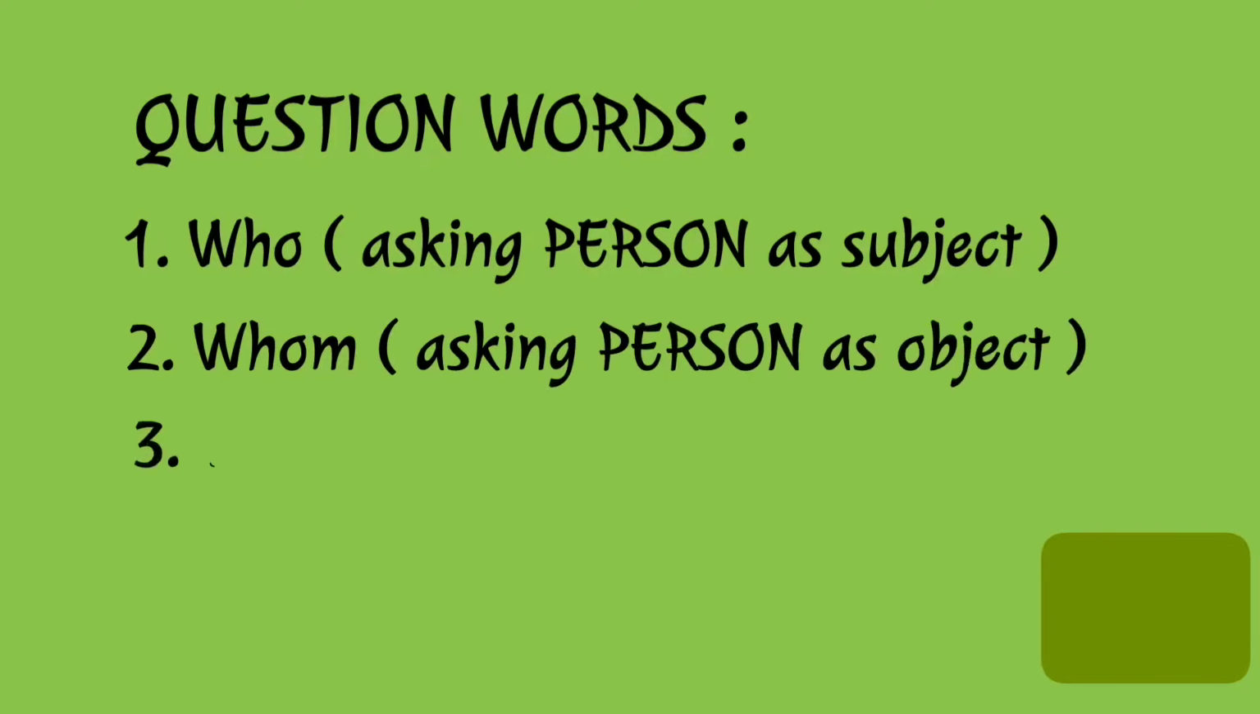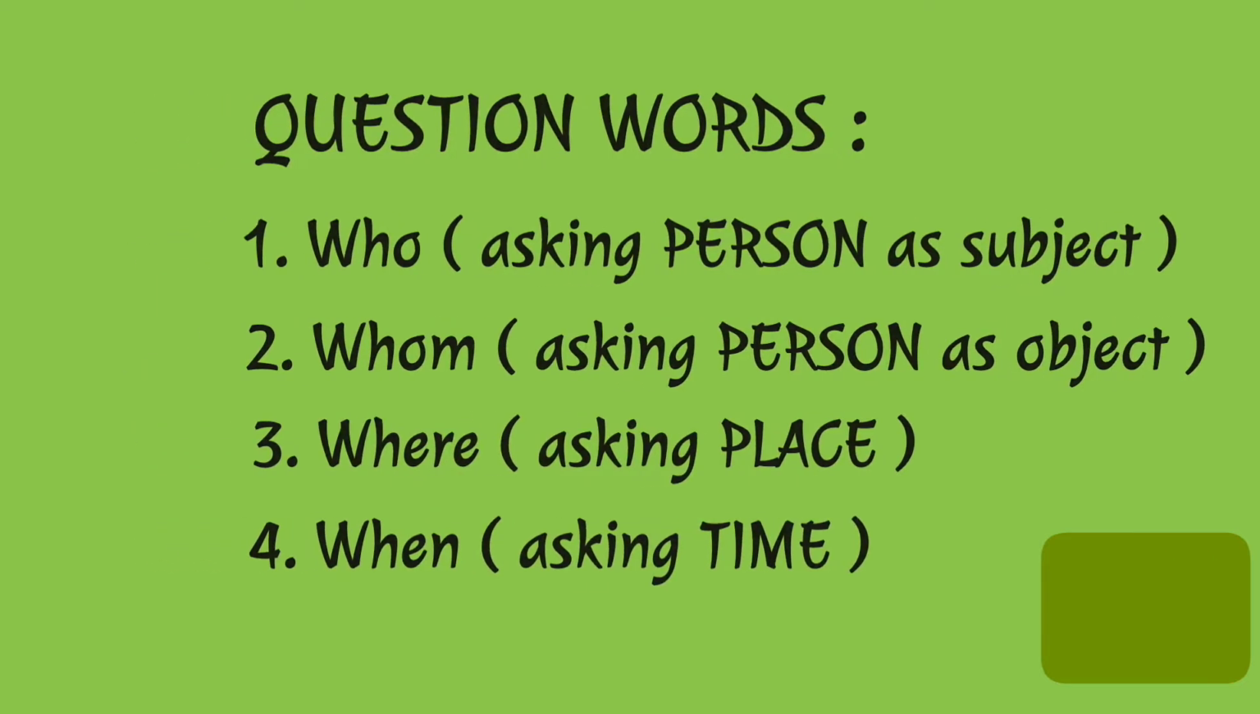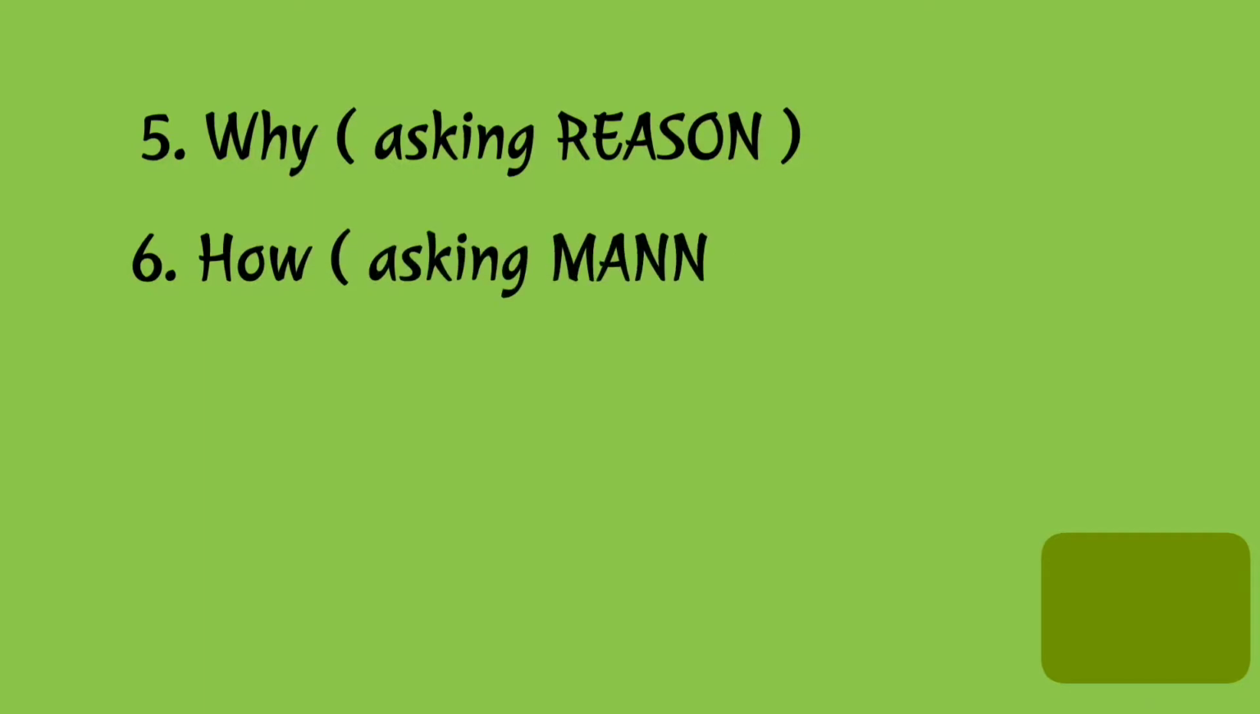Next, we have where, it is used to us place. And then when, to us time. Next, number 5, we have why. It is to us reason. Why. Number 6, we have how. It is to us manner or mood.